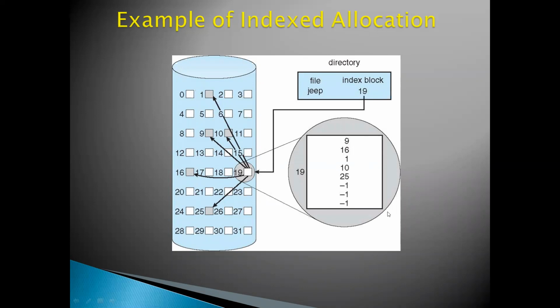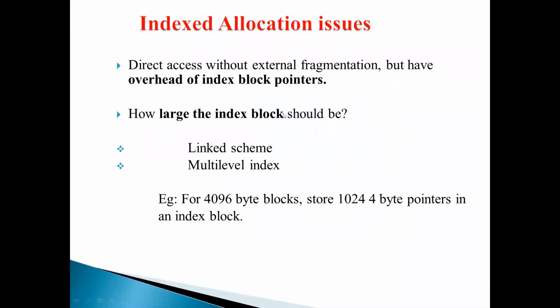There may be some other case where the file needs only 2 pointers. If the file has only 2 disk blocks, it may maintain only 1 pointer. So then all the remaining space of the index block is going to be wasted. That is called pointer overhead. So that is one disadvantage here.